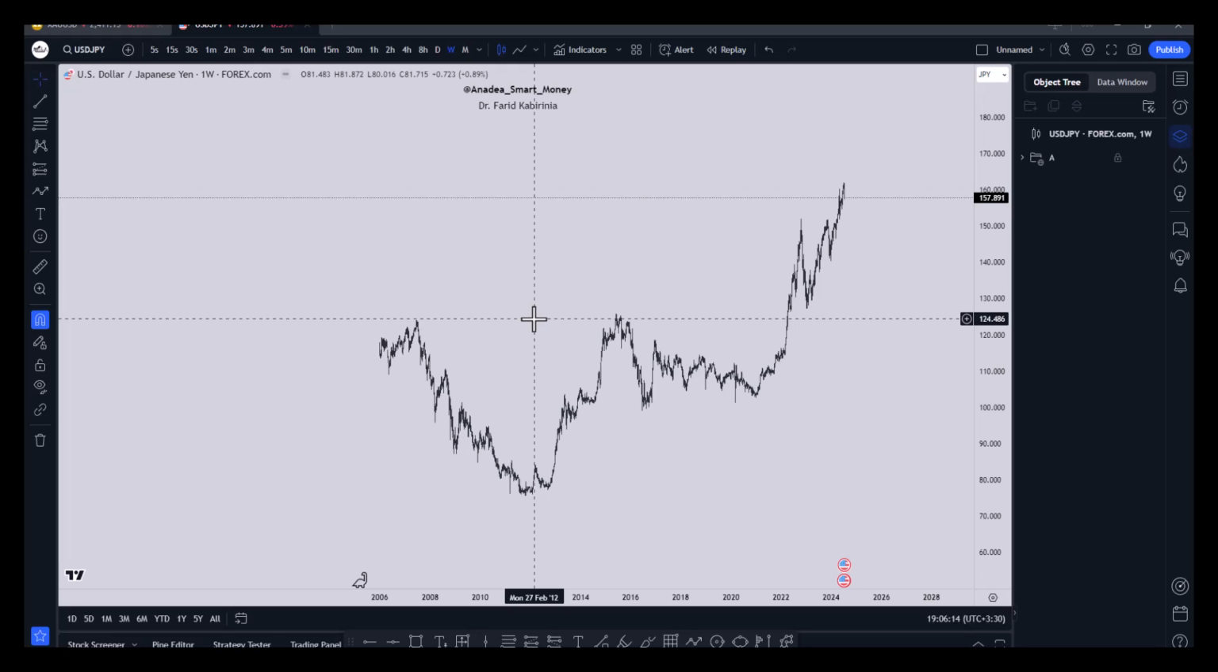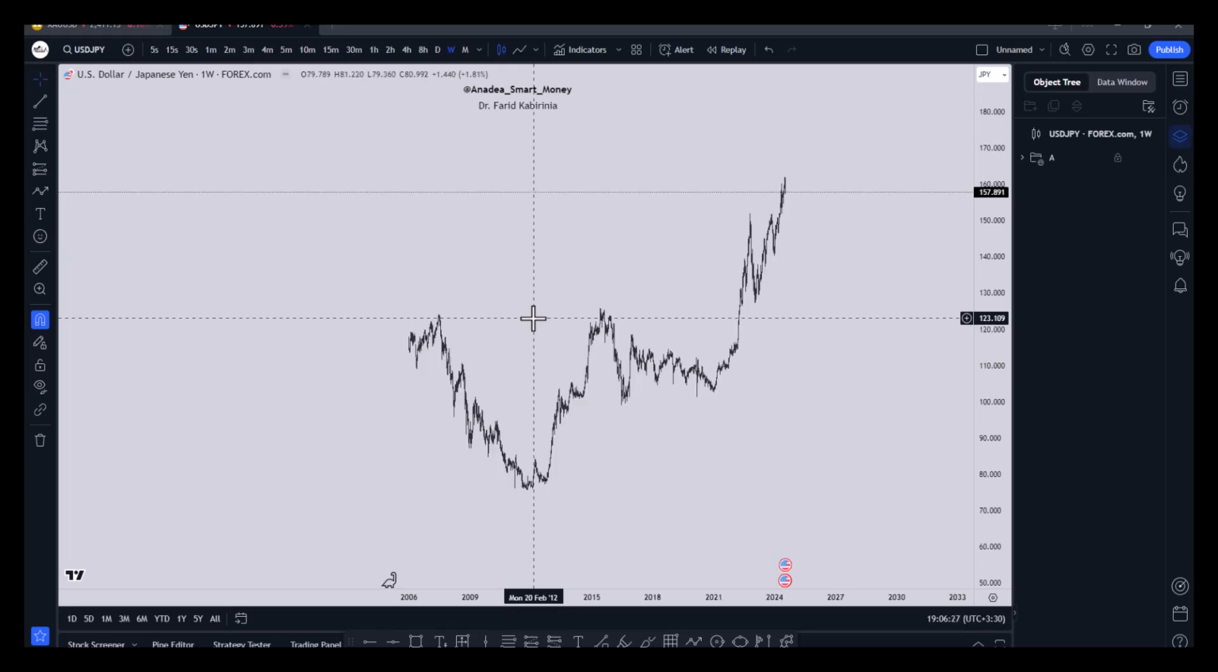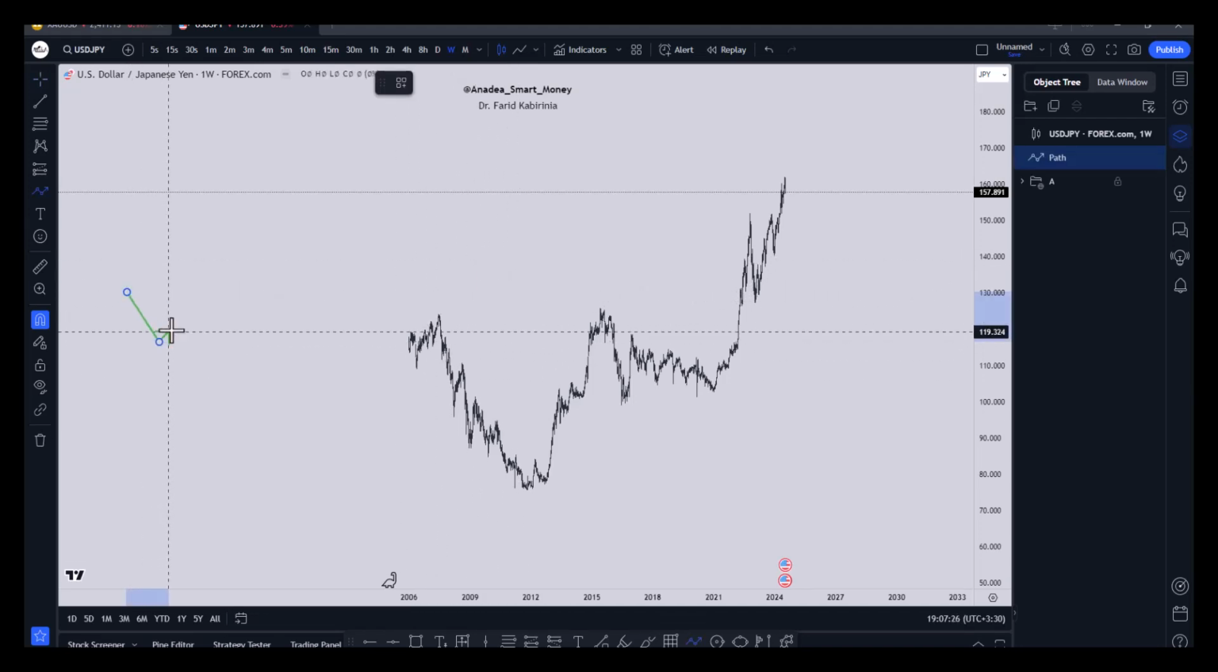The method I'm using for determining market structure is based on the supply and demand method, and I'll use supply and demand concepts to draw market structure in this video and show you how it's done, and my mechanical rules which I use to define when a swing high and swing low is set and the market starts to pull back. I have to give a little bit more explanation on this.